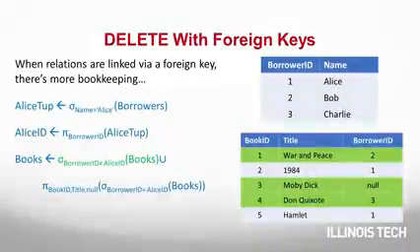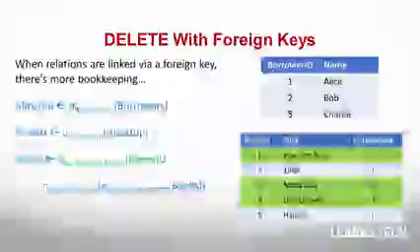So the next step is to find where Alice occurs and reset that value. So we now go down to the books table, and first, remember what we said before about making sure we keep all unchanged data?